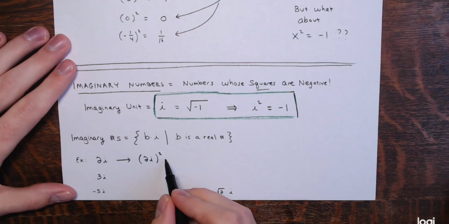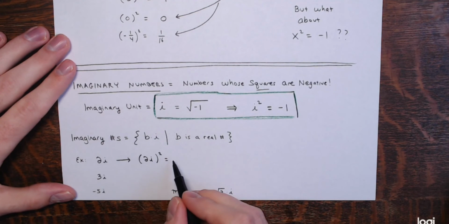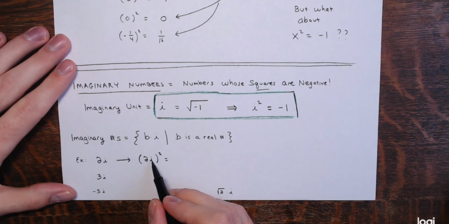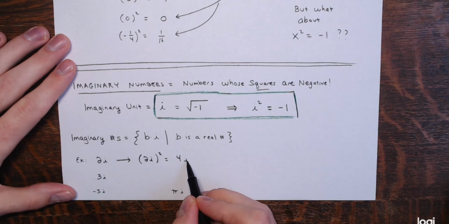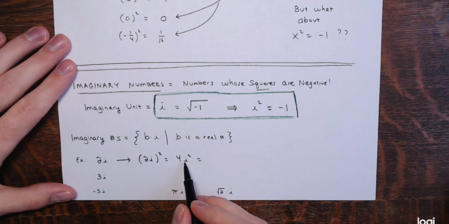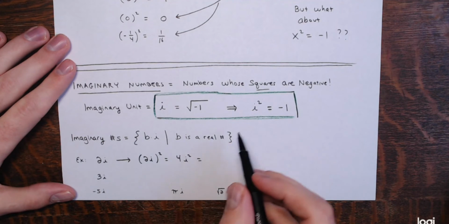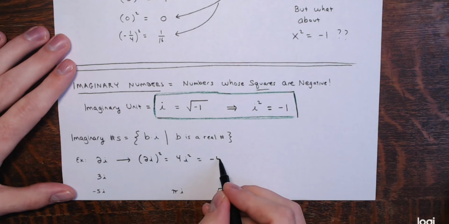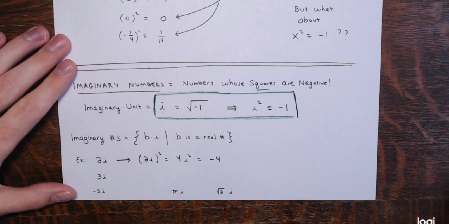Now this is the same thing as anything else. This is 2i times 2i, and you can almost treat i like a variable, like x or something. This would be 4 times i squared. But remember, when you see i squared, that's -1. So this ends up being -4. So when you square 2i, it's -4.